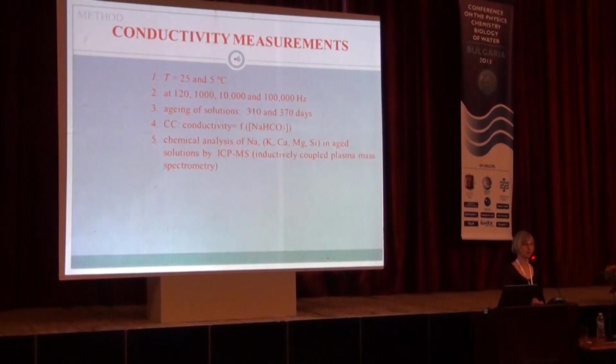The aged solutions were, after the conductivity measurements, chemically analyzed for all possible ions that could leach from glass: sodium, potassium, calcium, magnesium, silicon. We found, similar to ELIA, that the most important ion by far is sodium, which affects conductivity. Therefore, I made a calibration curve from sodium bicarbonate solutions with different concentrations and compared the conductivity values of measured solutions with the theoretical conductivity values that should have appeared.